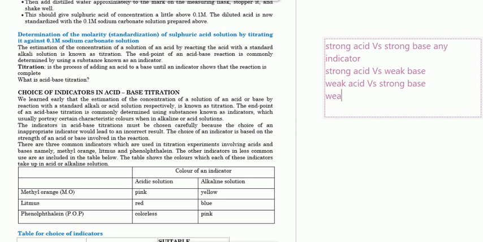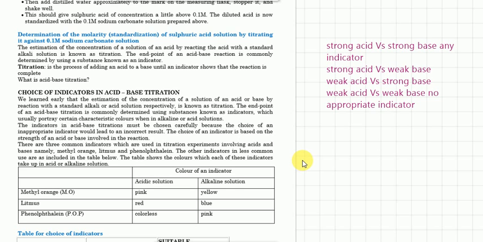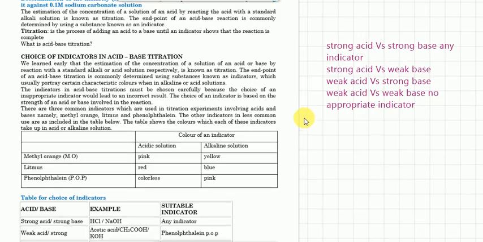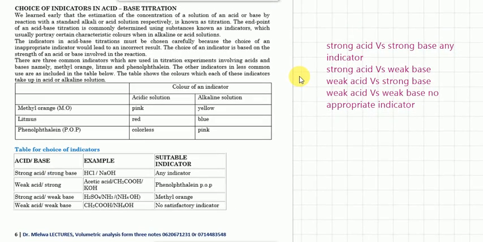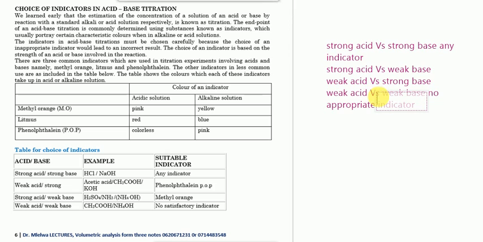But if we have weak acid versus weak base, here we are saying no appropriate indicator, no appropriate indicator. Kwa hiyo this concept, they are very important for you to understand, very important, kwa sababu zitakusaidia sana wewe kuweza kuelewa different aspects. Kwa tuangalia hapo kwa haraka kuhusu hizo choice of indicators. Tuangalie kuhusu choice of indicators.